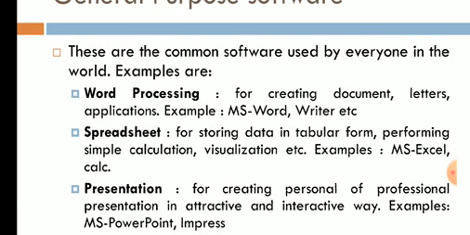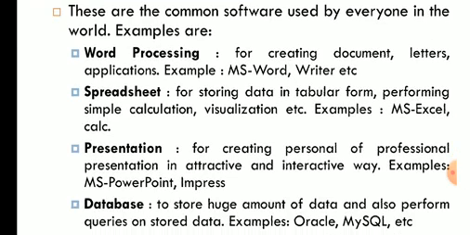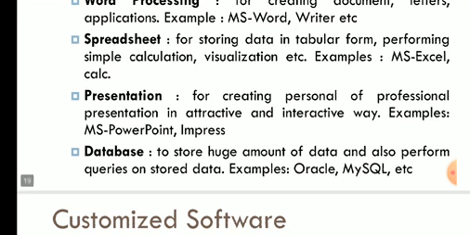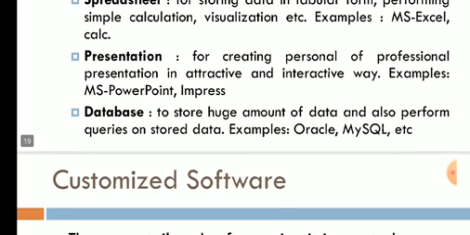general purpose software. These are common software used by everyone in the world. Examples are word processing software, we are using MS Word and Writer, spreadsheet MS Excel and Calc, presentation MS PowerPoint and Impress, database MySQL, Oracle, MS Access, all those things will be called as database.